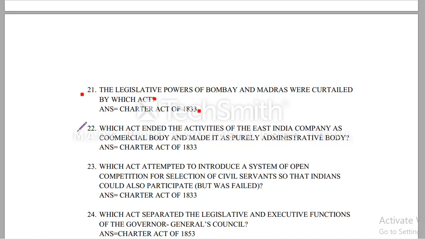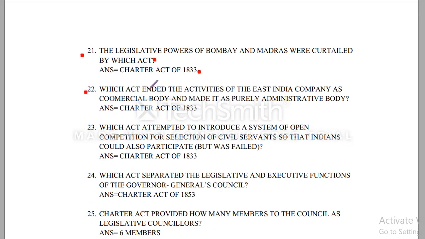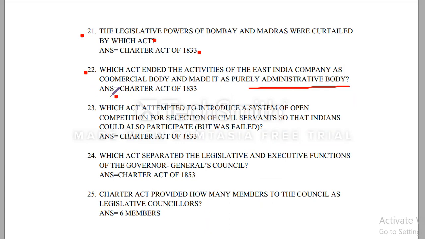Next question, which act ended the activities of the East India Company as commercial body and made it a purely administrative body? The answer is Charter Act of 1833. East India Company became the purely administrative body.